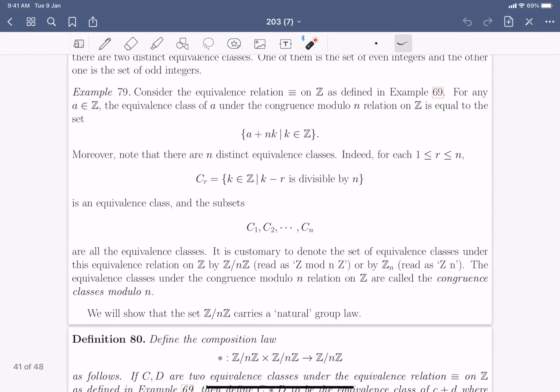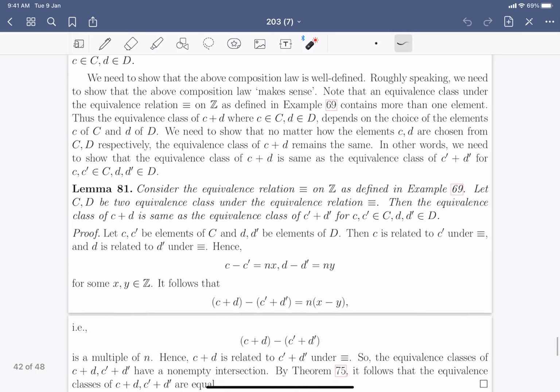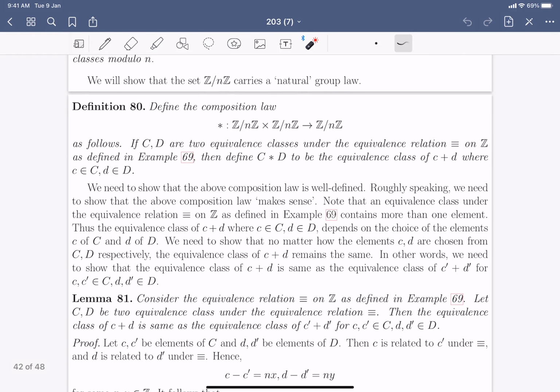And then we defined this composition law on Z mod nZ. More precisely, we defined the map from Z mod nZ cross Z mod nZ to Z mod nZ, and we defined it as follows. You take two equivalence classes, C and D. The sum of C and D, which is denoted by C star D, is defined as the equivalence class of c plus d for some choice of c in C and some choice of d in D.